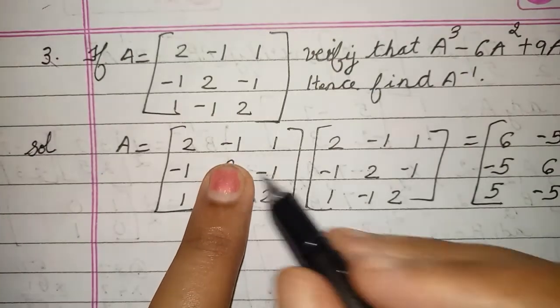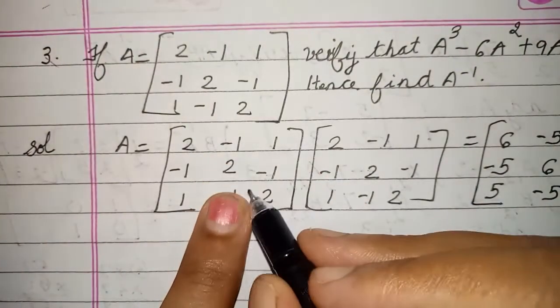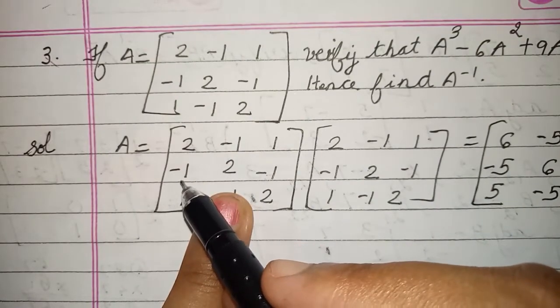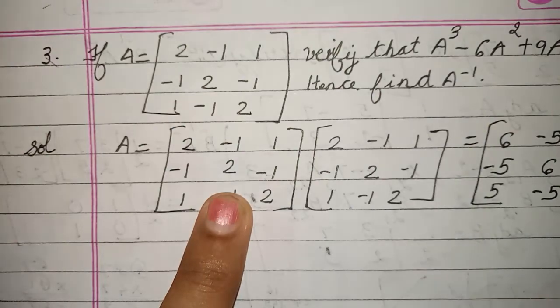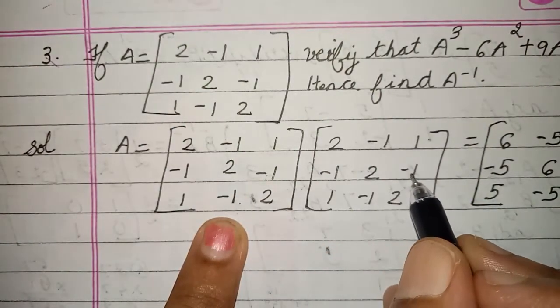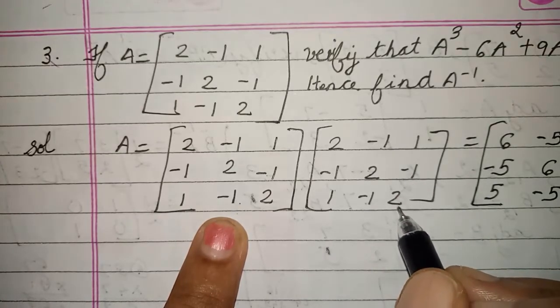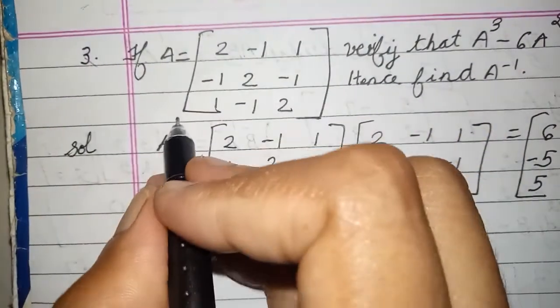Okay, now here. 2 plus 1, 3 plus 2, 5. Now here, minus 1, minus 1, minus 2, minus 3, minus 2, minus 5. 1 plus 1, 2. Okay, 1 plus 1, 2 plus 4. 2 plus 4 is 6. Okay, so this is your a square.